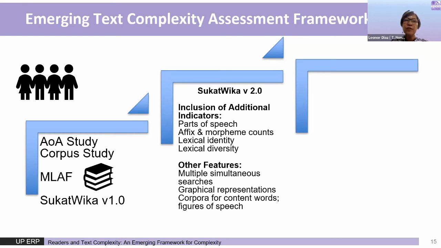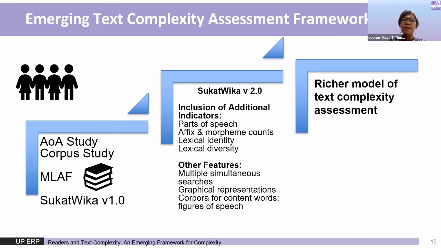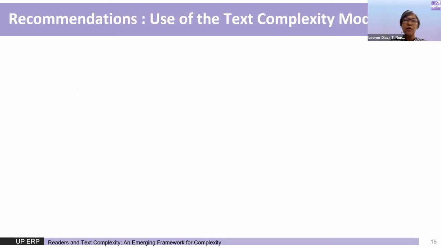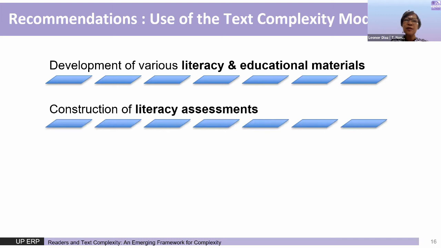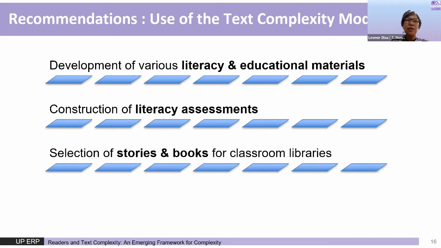With improving tools to use for assessing literacy abilities, including comprehension and the quality of texts, what could emerge is a richer model for text complexity assessment, which builds on the properties of text and readers' abilities and dispositions. The uses of this model and tools can inform the development of various literacy and educational materials for children. For example, texts can be better selected for inclusion in textbooks. The framework can also inform the construction of literacy assessments so that appropriately leveled materials are used in national tests as well as classroom assessments. Teachers could use the model and its indicators to select stories and books which may comprise their classroom libraries.